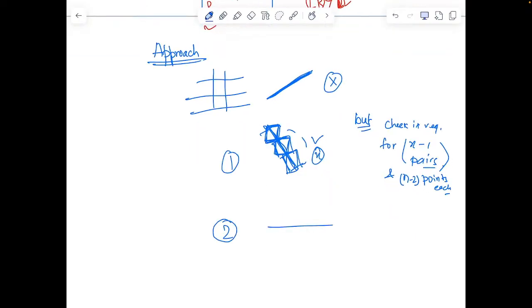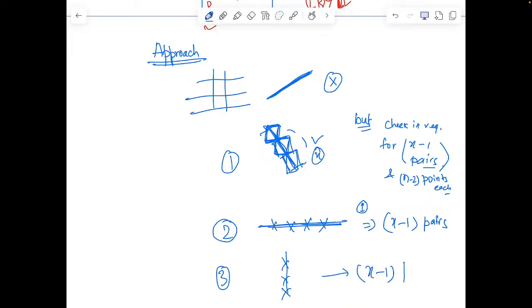Second case, horizontal lines. Here we are good, definitely we'll be getting one such rectangle. If there are x points, we'll have straightforward x minus 1 pairs. Same goes for the vertical line. There we don't need any check. This will also be x minus 1 pairs. Why do we not need checks? Because obviously there is no rectangular boundary like these.